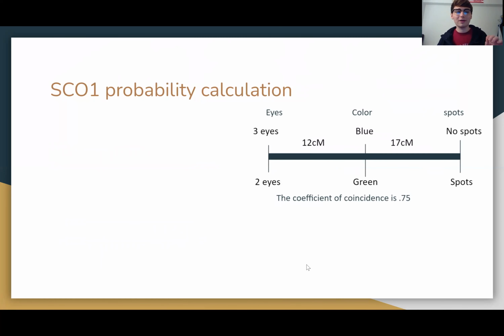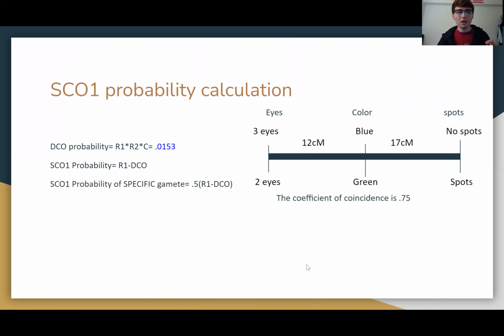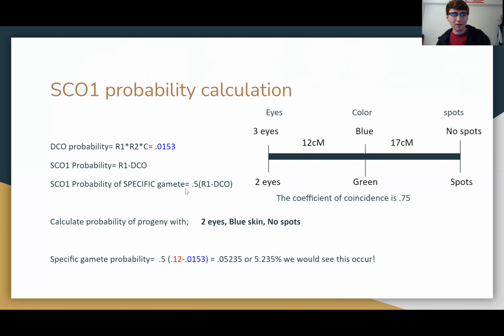Next we're going to move on to a single crossover probability calculation. This time we are going to calculate 2 eyes, blue skin, and no spots. That's a single crossover in the first position. Our formula for this one, once again, is for that specific gamete. We're going to have 0.5 times our R1 minus our double crossover, because we only want one crossover in this case. We plug that into our formula right here and multiply it times 0.5, and we get 5.23% of the time we would see this exact progeny.